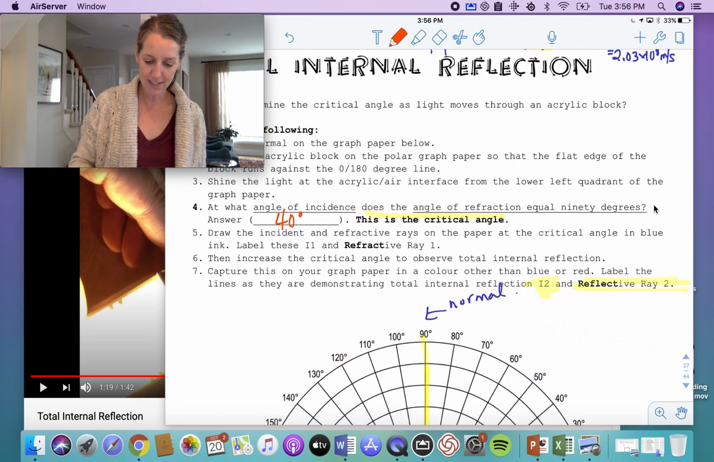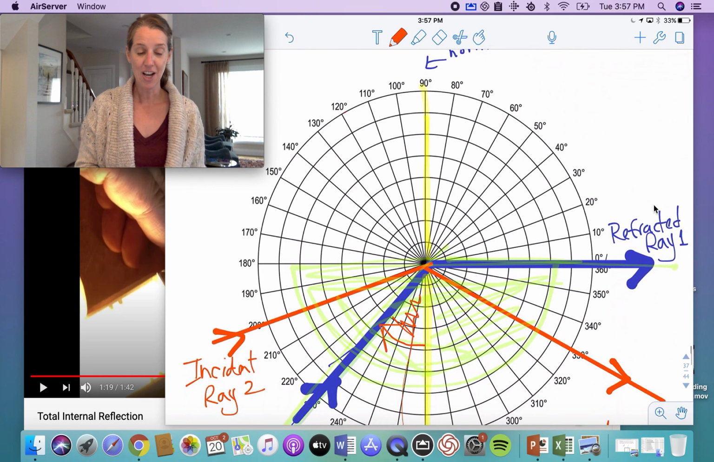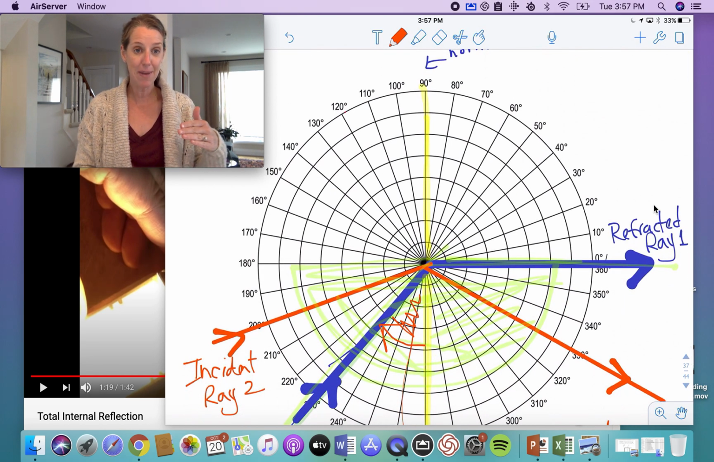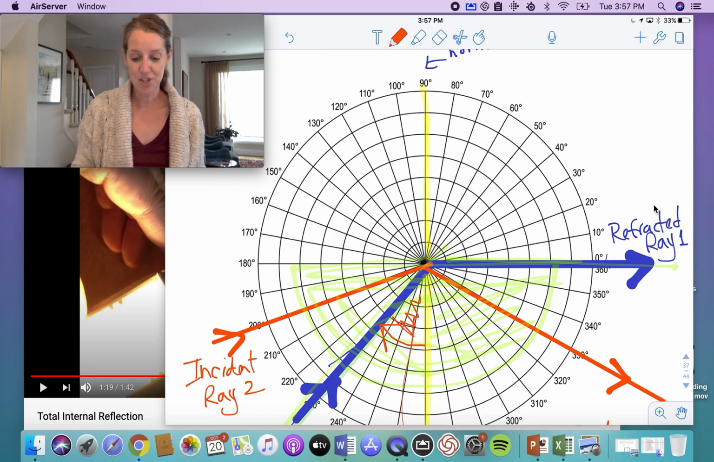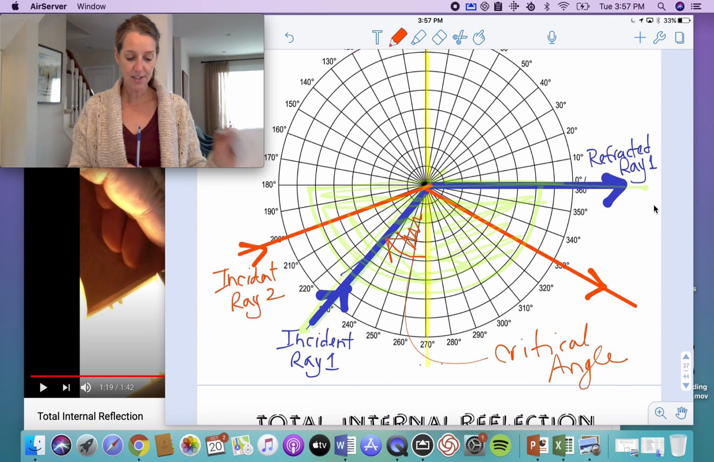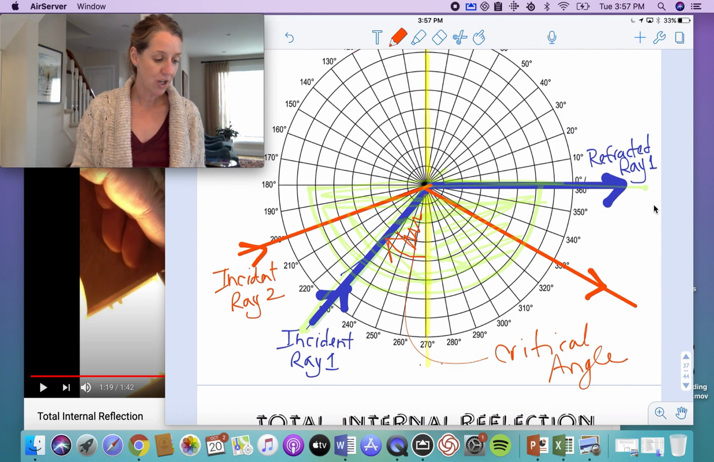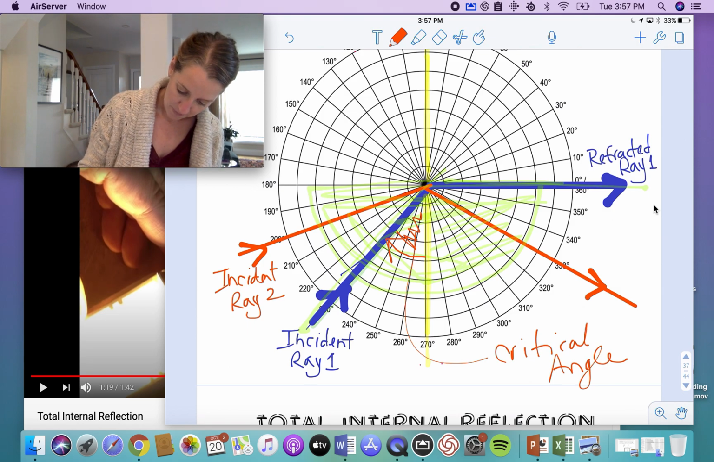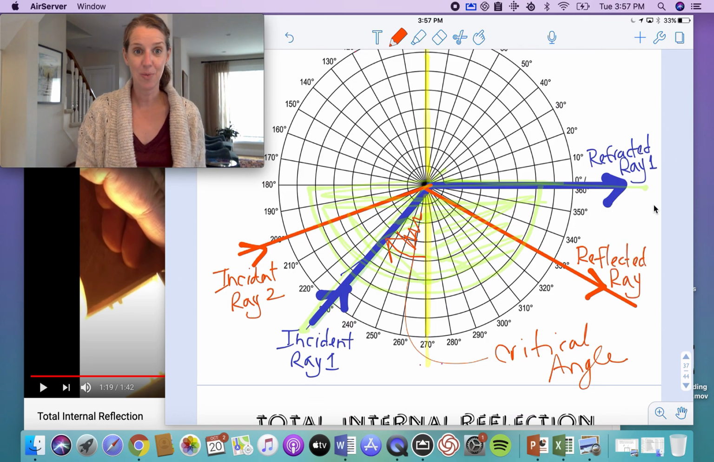The second part of this lab activity is to continue with the ray box and make another incident ray and measure and see what happens to the refracted ray. And you can see right here, you've got your incident ray 2 going in, and then you've got your ray coming out. And in fact, that is now a reflected ray. Why? Because it was reflected back into the medium.